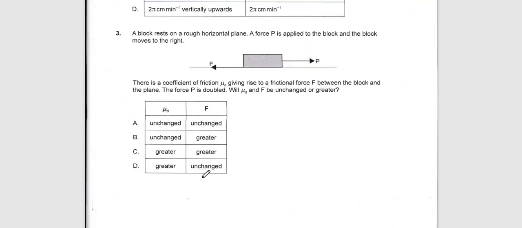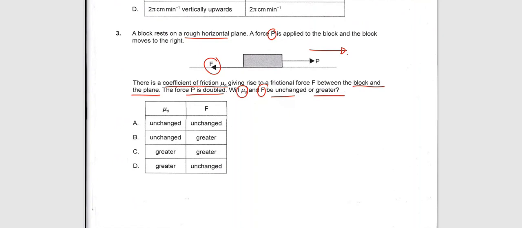Question number 3. You have a block resting on a rough horizontal plane. Rough, that means we have friction. A force P is applied on the block, and the block moves to the right. So this is the direction of motion. There is a coefficient of dynamic friction, mu d, giving rise to a frictional force between the block and the plane. So here, this is a frictional force. If the force P is doubled, will mu d and the friction force be unchanged or greater?